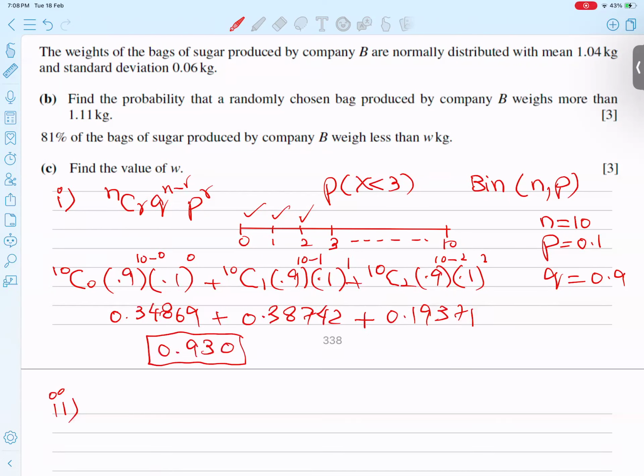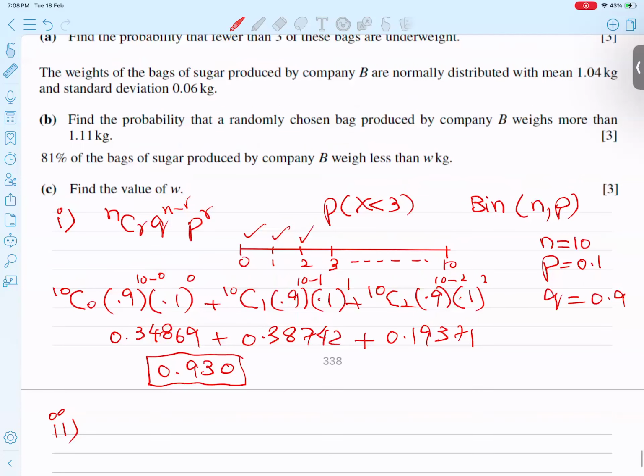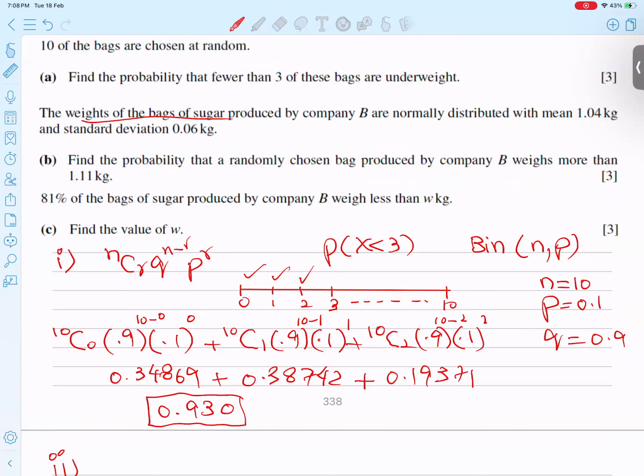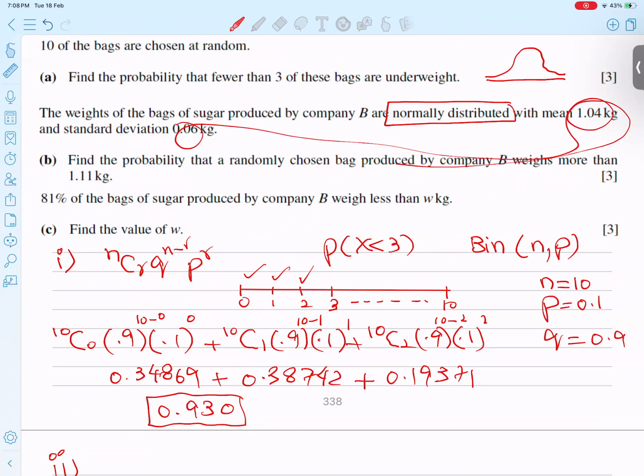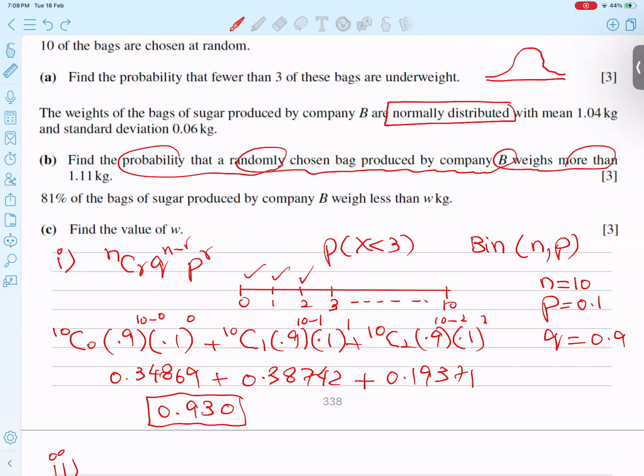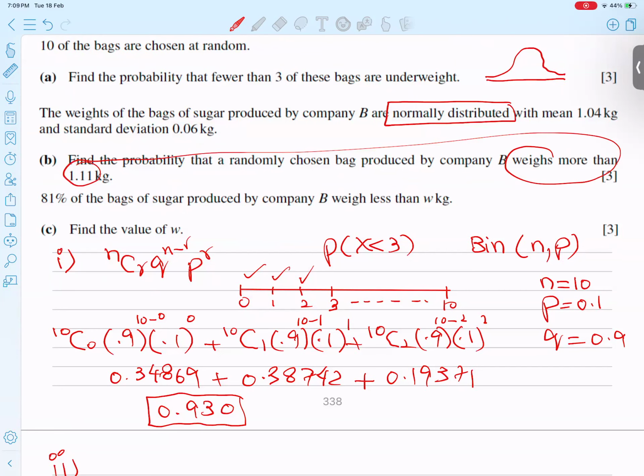And what is the next part we have, students? When you talk about part B, the weights of the bags of sugar produced by company B follow a normal distribution. Whenever this word comes, we have to go for the normal distribution formulas. The mean given is 1.04, and the deviation is 0.06. So the average is this, and 0.06 is how much more or less it deviates from the mean. Find the probability that a randomly chosen bag produced by company B weighs more than 1.11 kilograms.